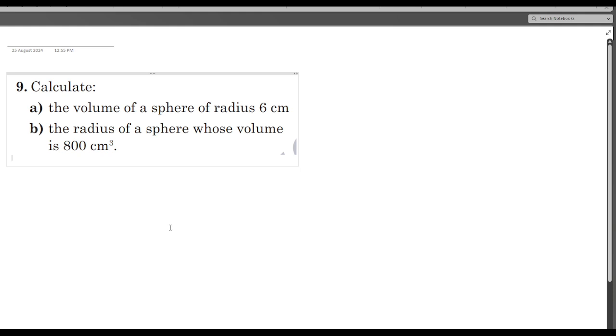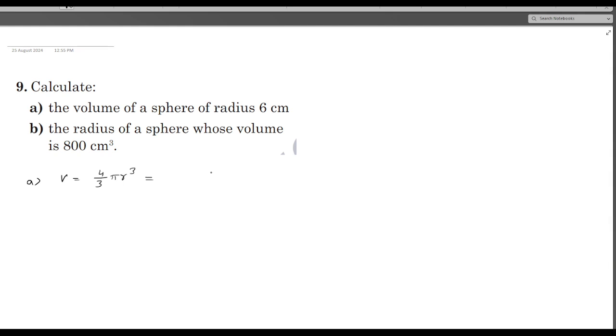Ninth question, the volume of sphere of radius 6 centimeter. Calculate the volume of sphere. For sphere, the formula for volume is 4 divided by 3 pi r cube. So 4 divided by 3 times pi times 6 cube. Result is 288 pi, that is 904.77. In 3 significant figures I will say that 905 centimeter cube.